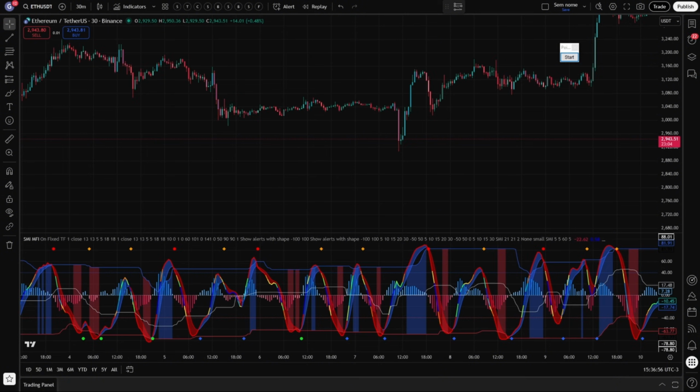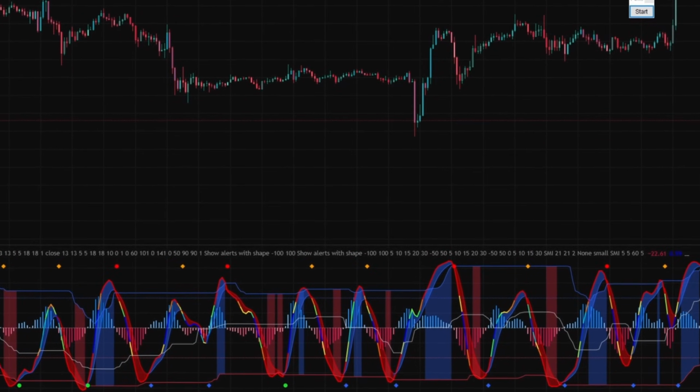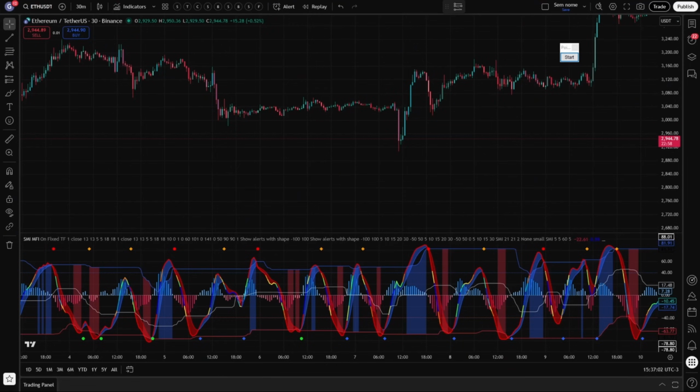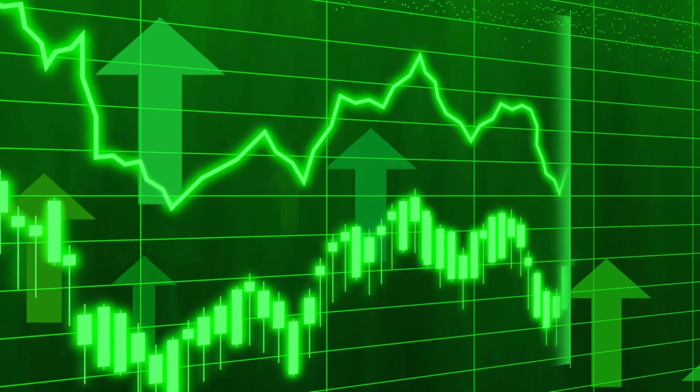Visually, it looks like an oscillator, moving above and below the zero line. The big difference here is that it combines two powerful indicators: the SMI, which is the Stochastic Momentum Index that measures market momentum, and the MFI, the Money Flow Index, which measures buying and selling pressure in real time. This means we're not merely analyzing the price, but rather the momentum derived from the actual influx of money into the market. That is precisely what gives this indicator its immense strength.